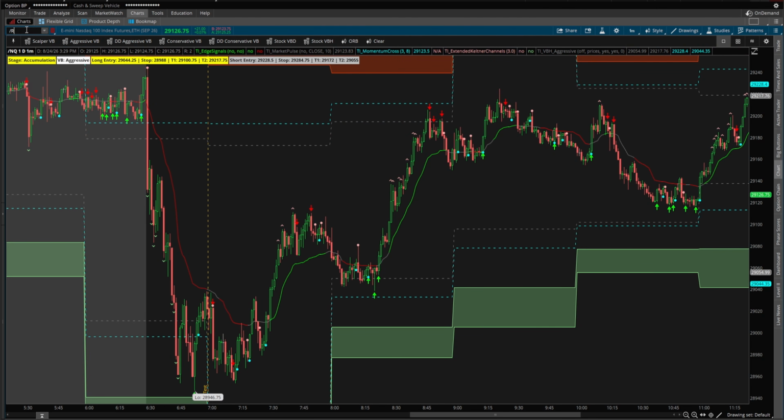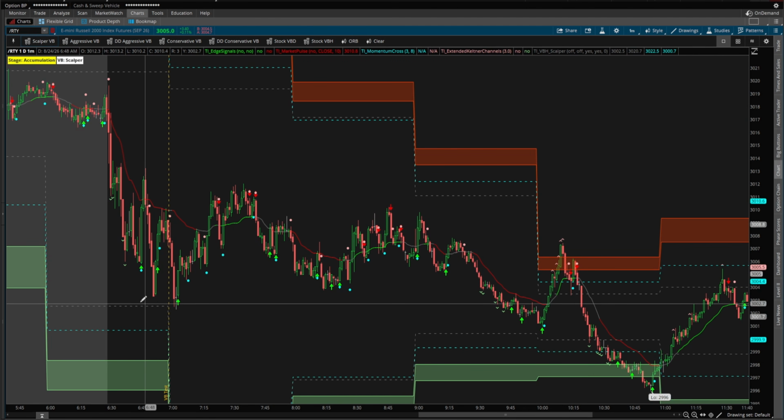And finally, you have the Russell. We come back into the Russell, load in the Scalper, and same thing. We look at the morning volatility, no sign entry lines breached, continue to use the Scalper.